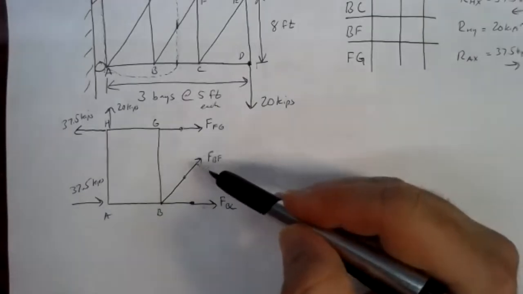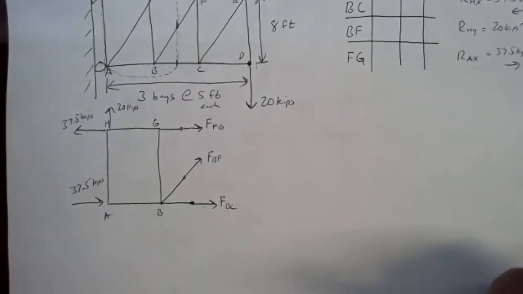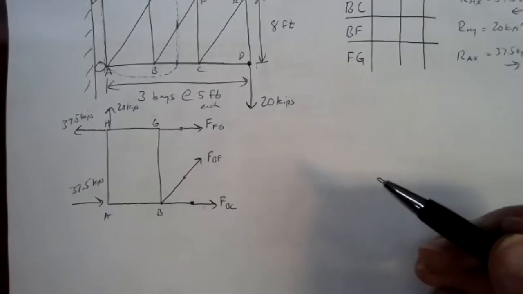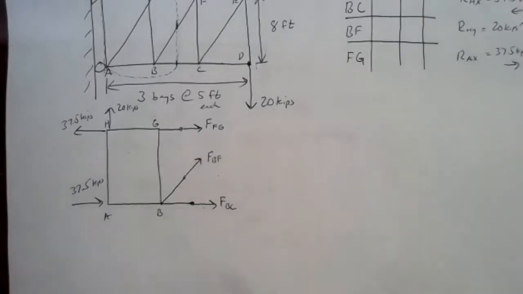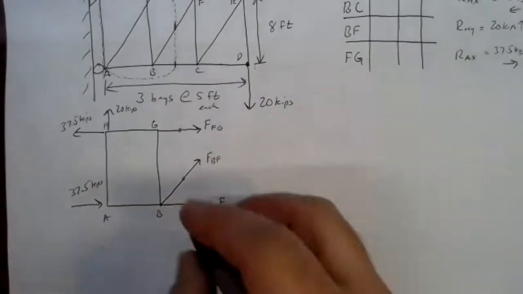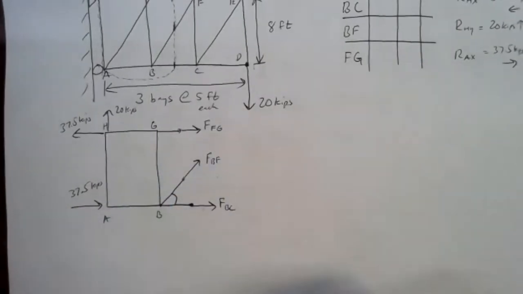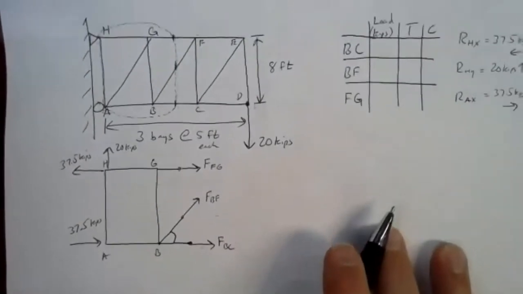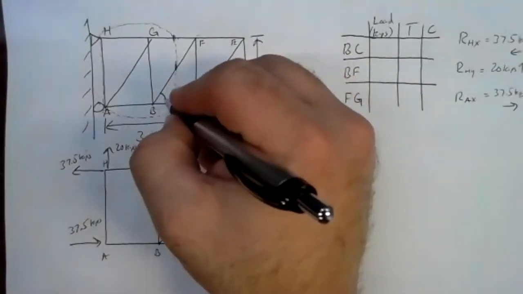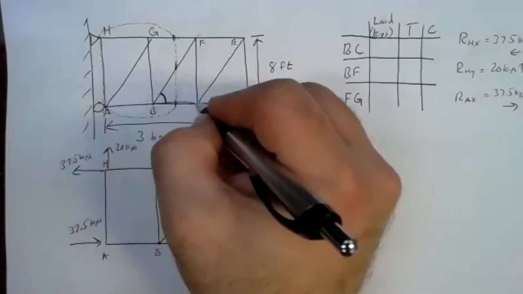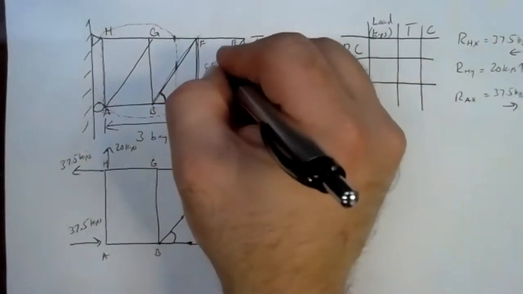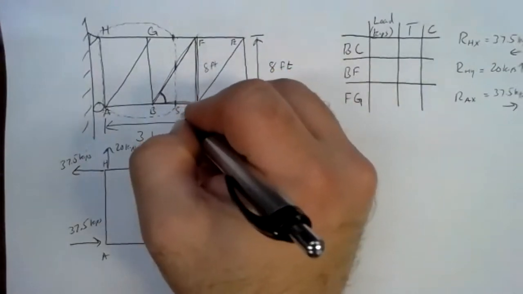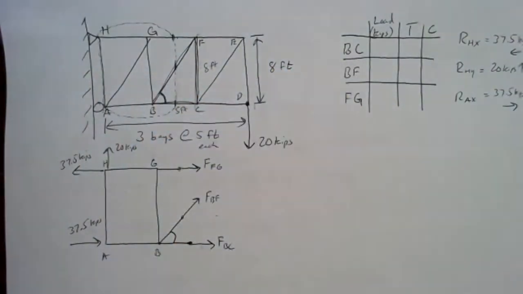And we've got 3 unknown forces. Fortunately, this is a non-concurrent force problem, so we have 3 equations that we can work with. We do need an angle. We need that angle right there. And fortunately, that's not too hard to get from up here. This is a right triangle right there. 8 feet on the opposite side and 5 feet on the adjacent side.